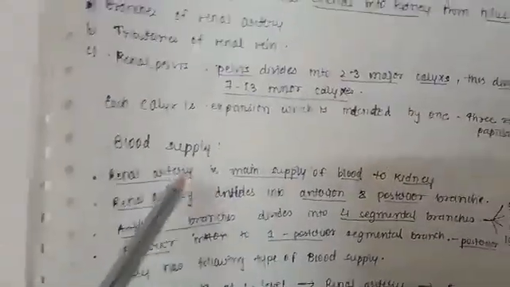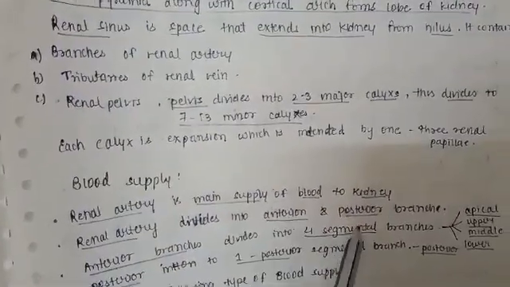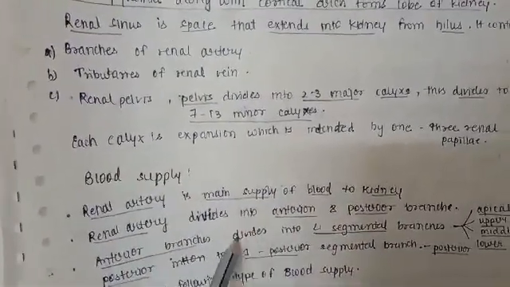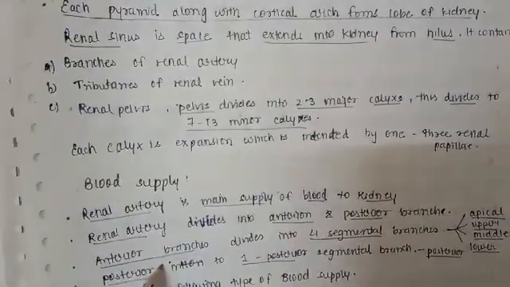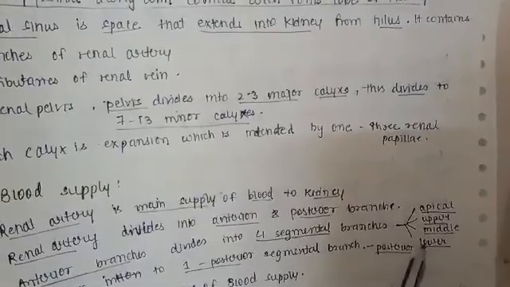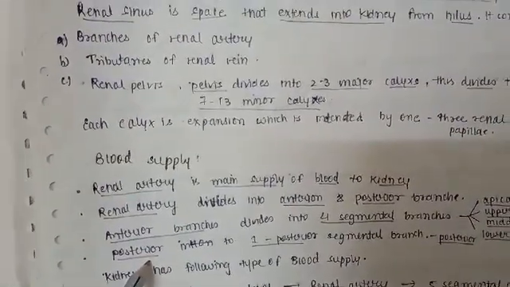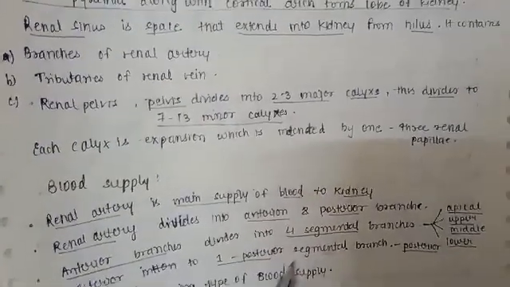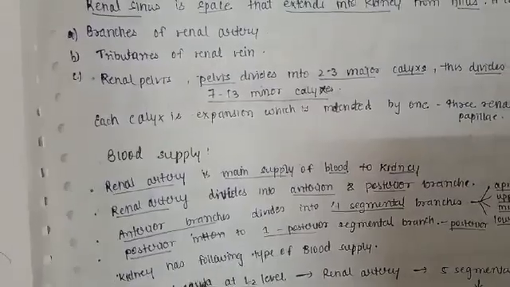Now the blood supply to the kidney. The renal artery is the main blood supply to the kidney, and the renal artery is divided into anterior and posterior branches. The anterior branch gives off four segmental branches, that is apical, upper, middle and lower, while the posterior branch gives one segmental branch, that is the posterior segmental branch. And here the kidney has the following type of blood supply, which I showed.